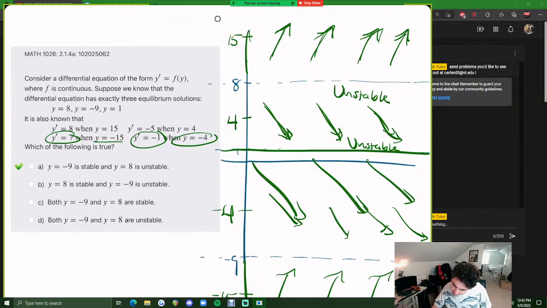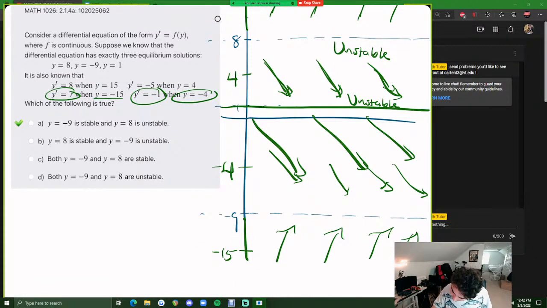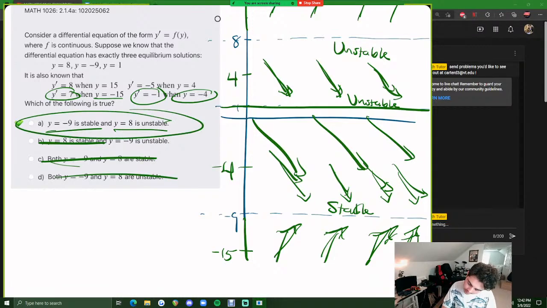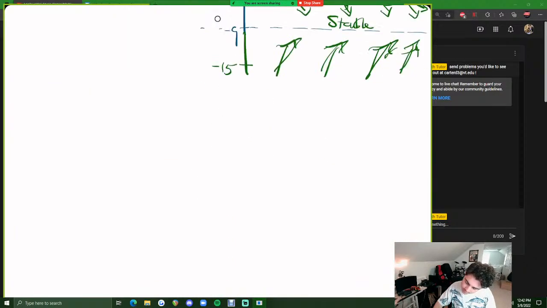So we have 8 is unstable, 1 is unstable, and -9 has lines both above and below approaching it from left to right. So this is a very stable solution. And so -9 is stable, 8 is unstable, 1 is not stable. We know A is correct. All right, I hope this makes sense.